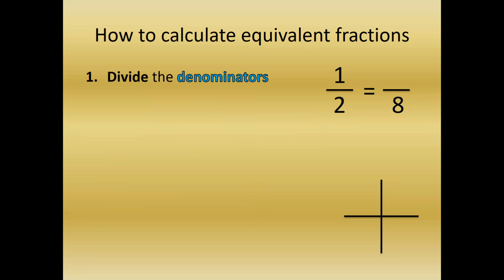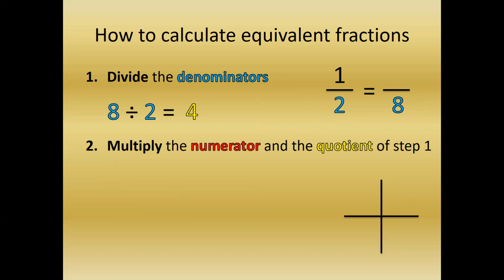So the very first step of how to calculate equivalent fractions is to divide the denominators. So what are the denominators in this question? 2 and 8. Remember, they're at the bottom. So we do 8 divided by 2. Do that in your head quickly. What times 2 is equal to 8? 4.